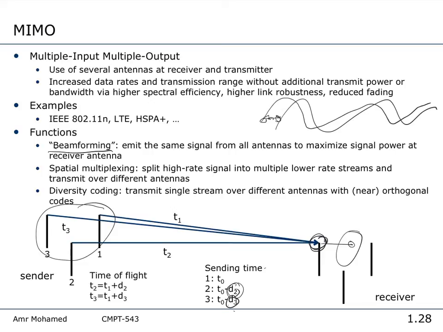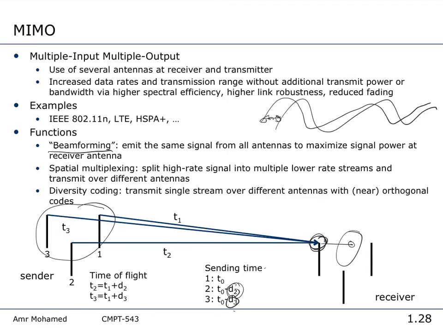So we split the high rate signal into multiple lower rate streams. In that case, we're not using the same copy of the signal. Instead of sending a high rate signal, because sending a high rate signal we may get very large bandwidth, in order to control the bandwidth, we can send the high data rates on different antennas. In which case, we need to have M antennas on the other side to be able to receive all the different signals. And then we need to combine them at the receiver, okay, and get the original signal.